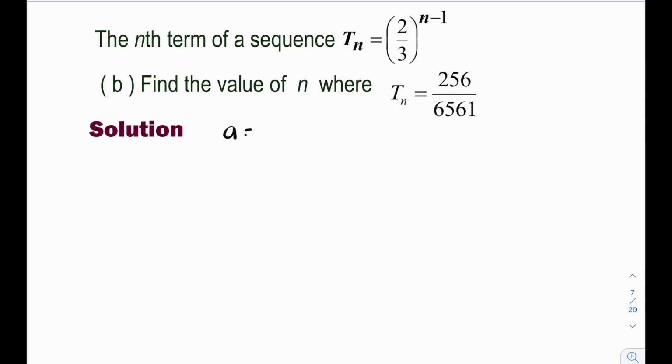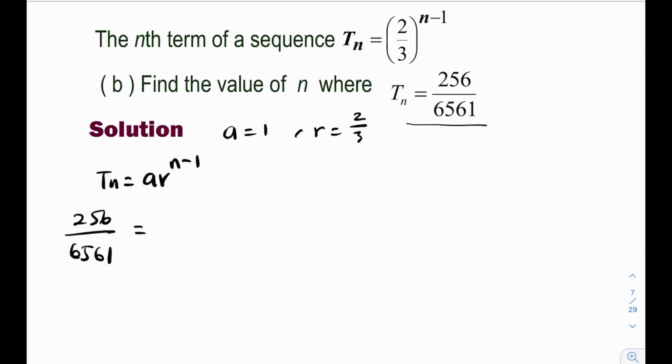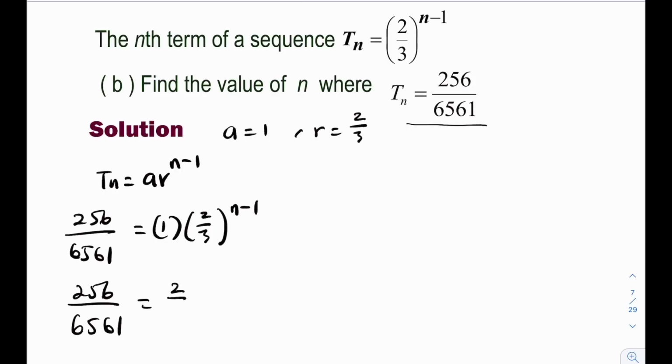B, find the value of n where Tn equals 256 over 6561. We know that a equals 1 and r equals 2 over 3. Since Tn equals ar to the power of n minus 1, and you are given Tn equals 256 over 6561, therefore, 256 over 6561 equals 1 multiplied by (2/3) to the power of n minus 1. Simplify, and you will get 256 over 6561 equals (2/3) to the power of n minus 1.